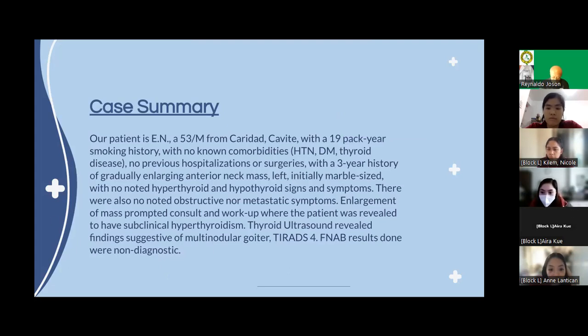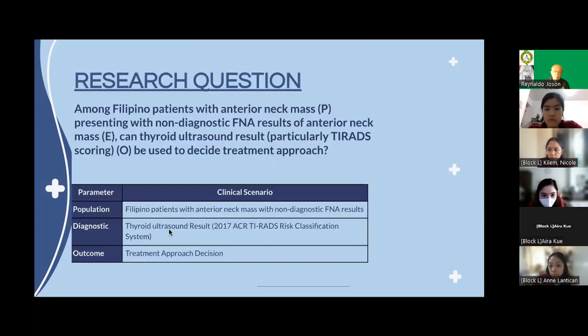And thyroid ultrasound revealed findings suggestive of multinodular goiter. However, FNAB results, or fine needle aspiration biopsy results, were non-diagnostic. So these led us to a clinical question, which is: among Filipino patients with anterior neck mass presenting with non-diagnostic fine needle aspiration results, can thyroid ultrasound, particularly the thyroid scoring, be used to decide treatment approach?